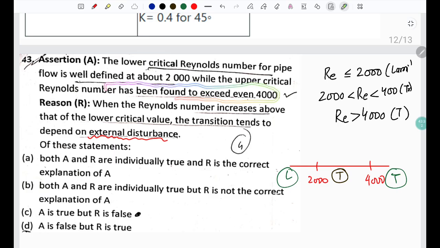वो क्रिटिकल Reynolds नंबर 4000 तक भी जा सकता है सिर्फ तब और तब जब ट्रांजिशन जो है वो एक्सटर्नल डिस्टर्बेंसेस पे डिपेंड करती है. तो दोनों एक दूसरे को कॉम्प्लीमेंट कर रहे हैं. Hence, this is correct.